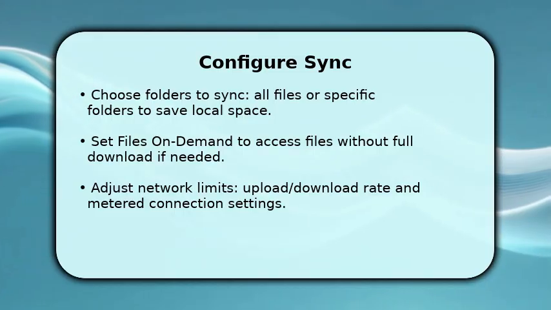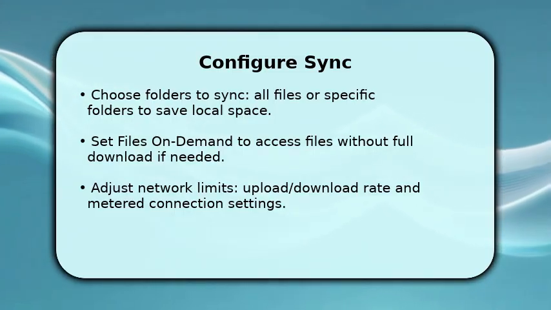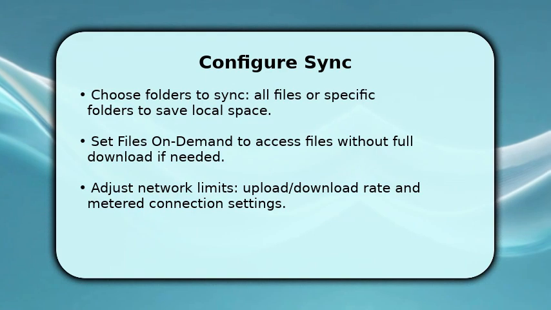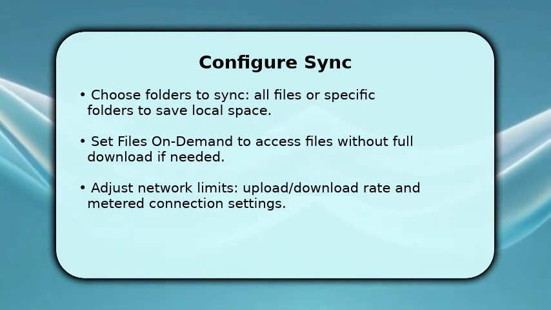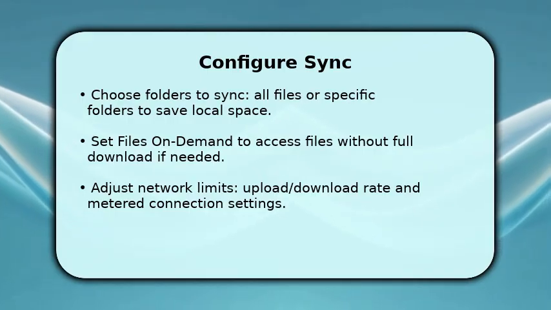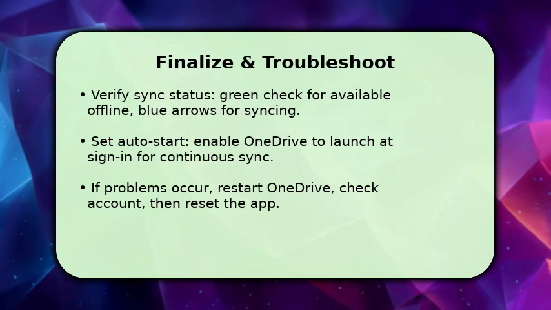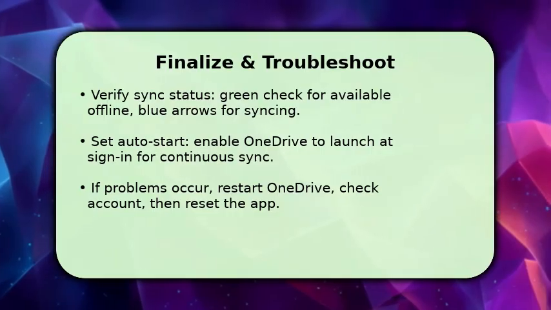Then open Network Settings to cap upload and download speeds and toggle syncing on metered connections. These choices control performance and costs, so set limits based on your connection and storage goals. Finish by confirming files have synced and adjusting startup behavior.